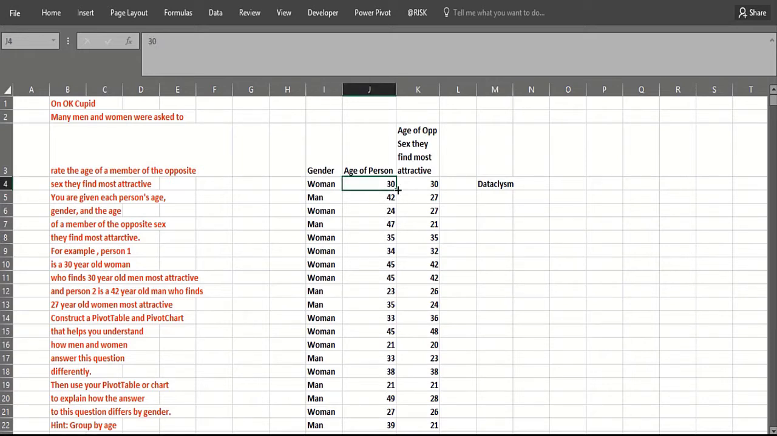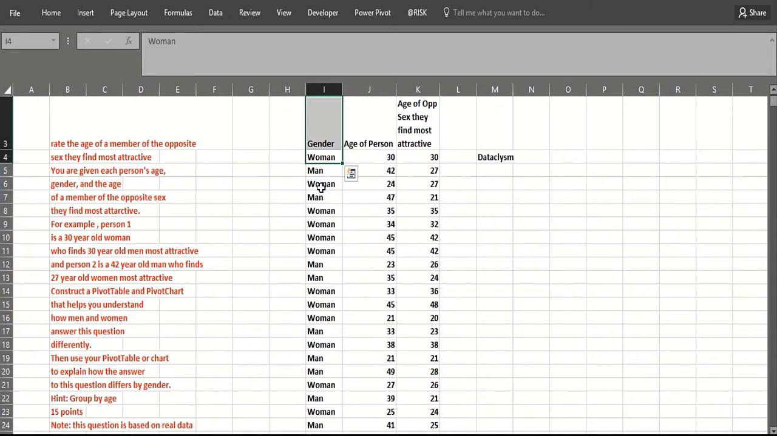I have the age, and then the age of the opposite sex that they say is most attractive to them. So what can we conclude about the way women and men differ in the view of the age of the person they consider most attractive to them? Well, how could we use a pivot table here to deal with our 1,200 or so people? Well, we could look at every age, and we should group the ages, and then try and figure out for men and women the average age of the person that they find most attractive. So how can we use a pivot table to do that?